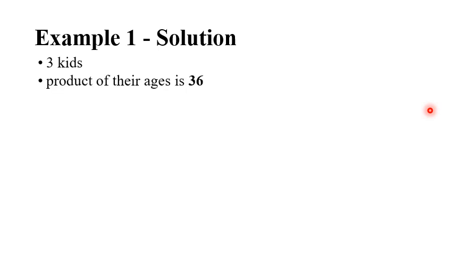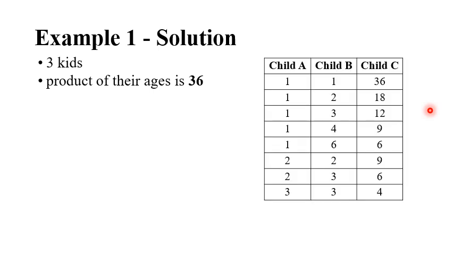Let's look at the solution to example 1. First, let's re-look at the information given. There are three kids. The product of their ages is 36. With this, assuming that the kids' ages are in ascending order, for children A, B, and C, we can construct a table like this. For example, 1, 4, and 9. 1 times 4 times 9 is 36. So this is one of the possible combinations until we reach the last combination, 3, 3, and 4.